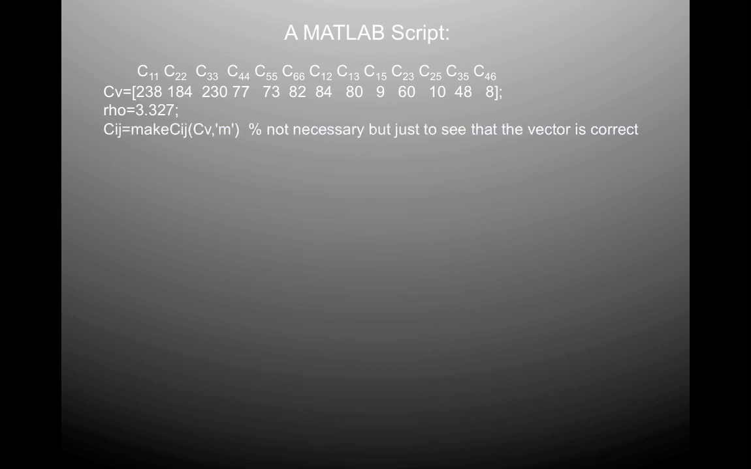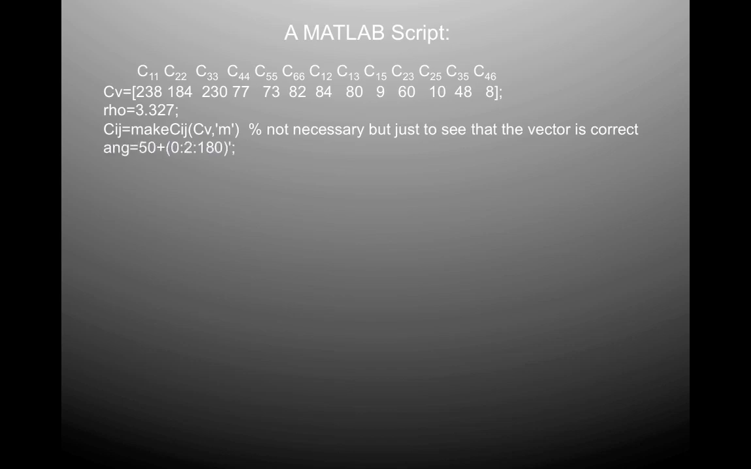Now here's a check that we've actually loaded our elastic constants correctly into the matrix for elastic constants. I just pass the vector, defining it as a monoclinic crystal, into makeCij, which returns a 6 by 6 matrix Cij. You can examine that matrix and make sure it has the form as we've shown previously.